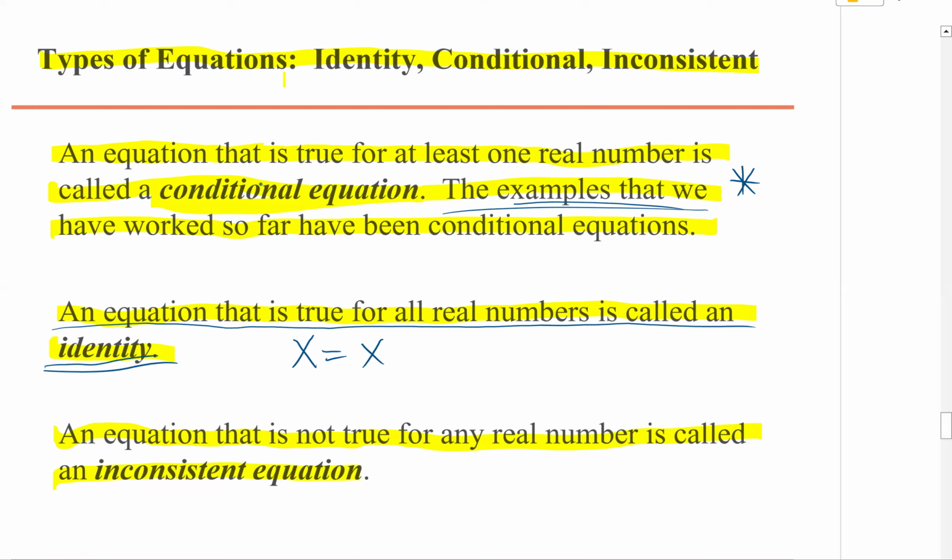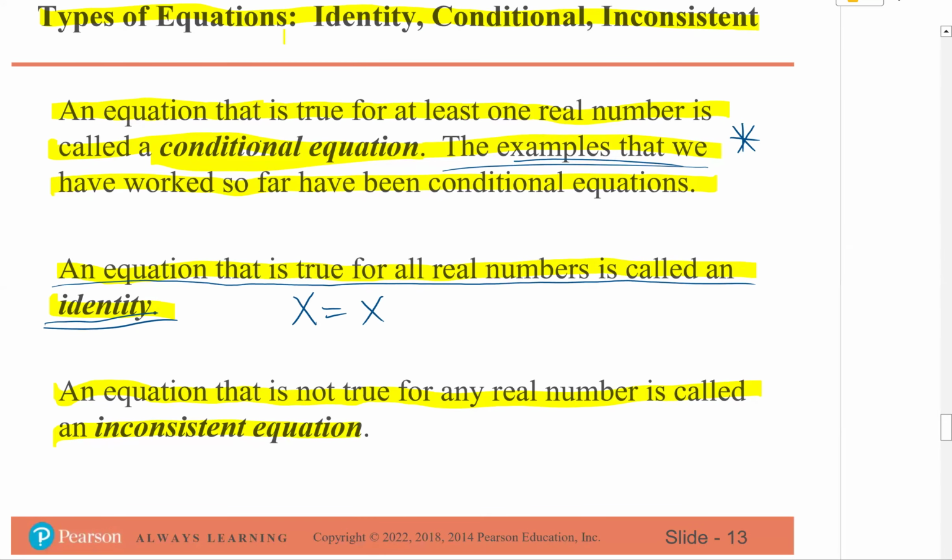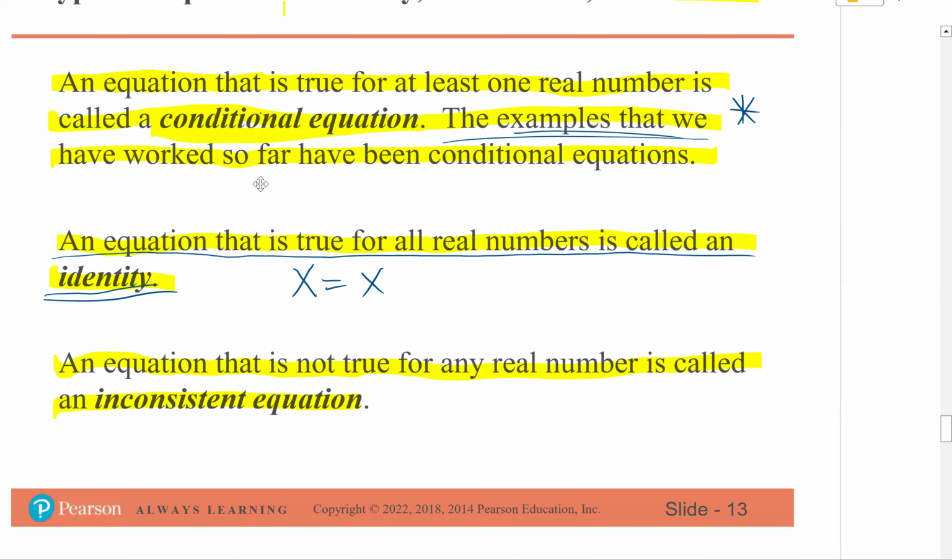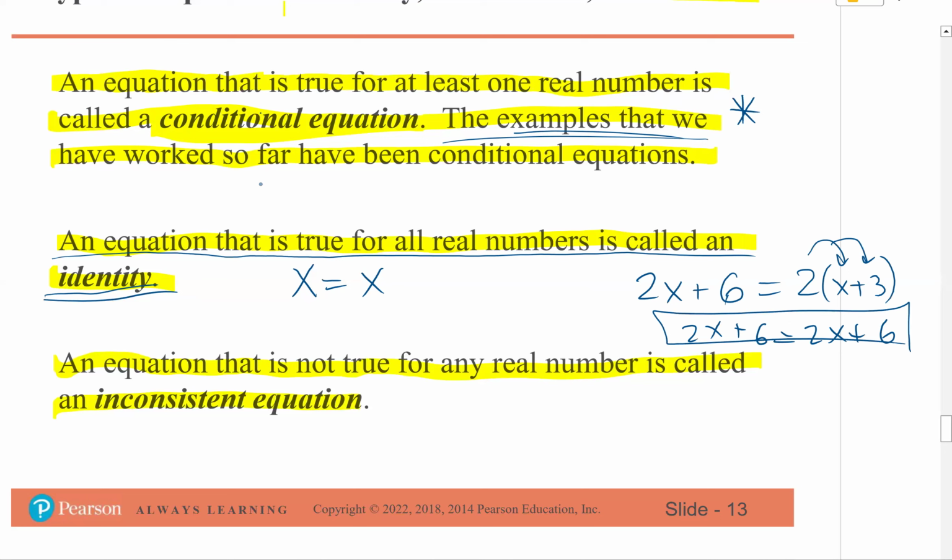There's more complicated ones, but it's usually something like that, where the left side and the right side are exactly the same thing. Sometimes in disguise, because I could say, for example, 2x plus 6 equals 2 times x plus 3. Those look different, but if I were to distribute this 2 in, I would get the same thing. It would be 2x plus 6 equals 2x plus 6, which is obviously true for every single x value because they're exactly the same on the left and the right. Of course, that's always true. You don't have to even specify what x is. Of course, that's going to be true.